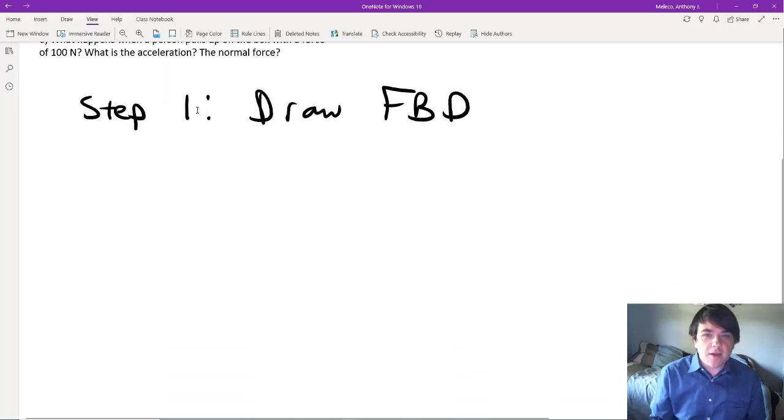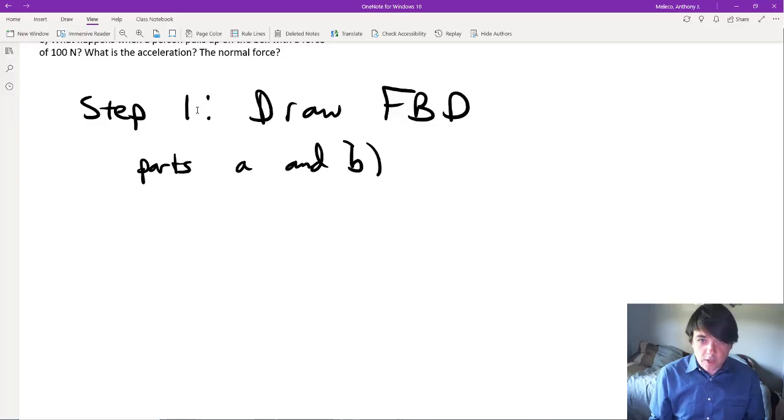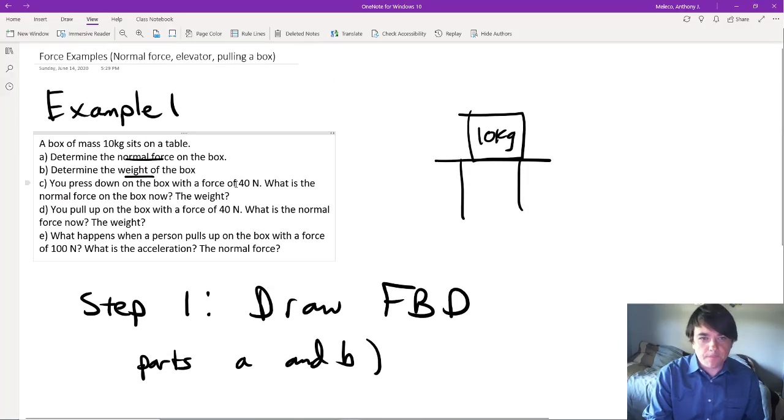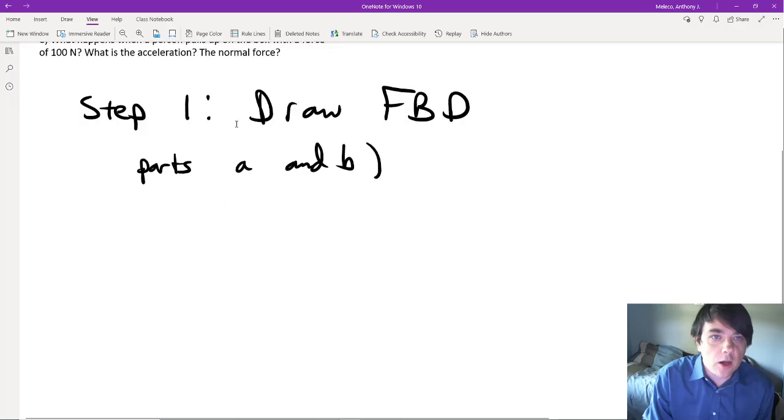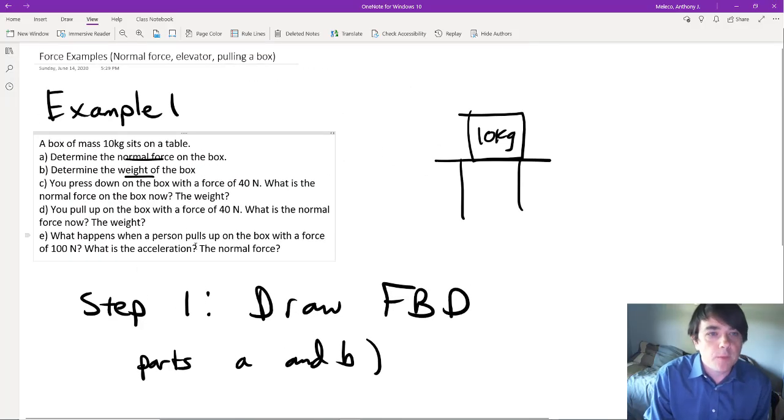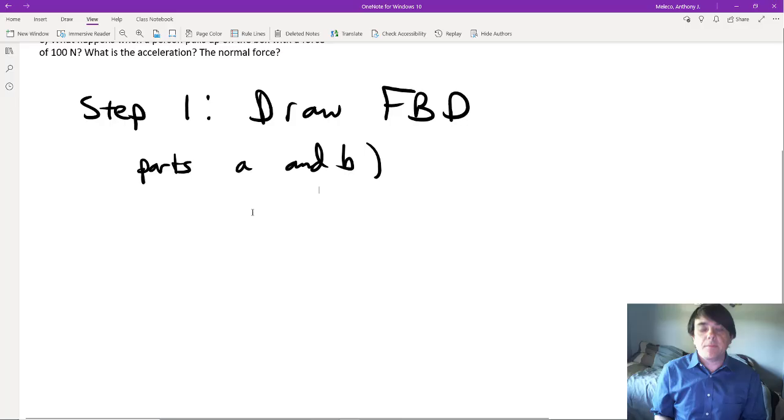So the first one will apply for parts A and B. Because in the other parts, we add forces to them. So in part C, for example, you press down on the box. That's an additional force, so you would need a new free body diagram for that. Or you pull up on the box, that's a new free body diagram. And then you change what you do in part E. You pull up on it more. So let's just do the free body diagram for parts A and B.